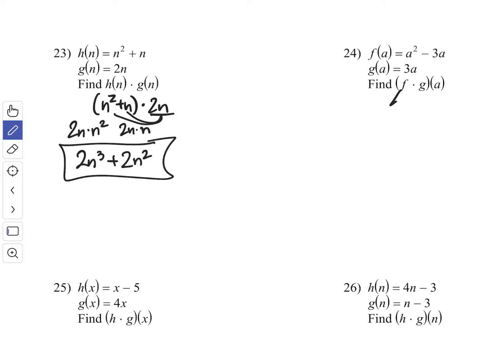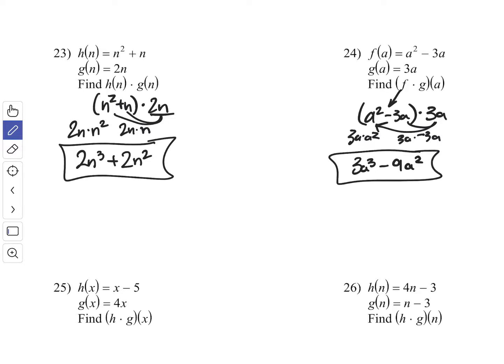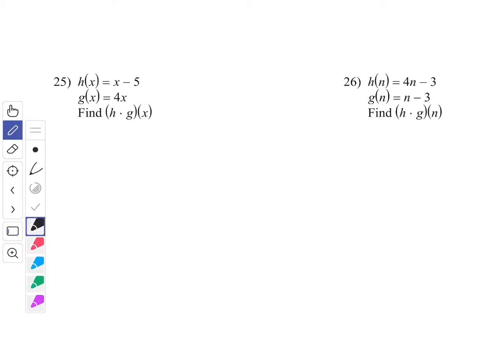Okay, so those ones are a lot easier to deal with, aren't they, than the other ones, because we just have to distribute. So 3a times a squared is 3a cubed, 3a times negative 3a would be a negative 9a squared. Can't do any more to that. 25, same idea.